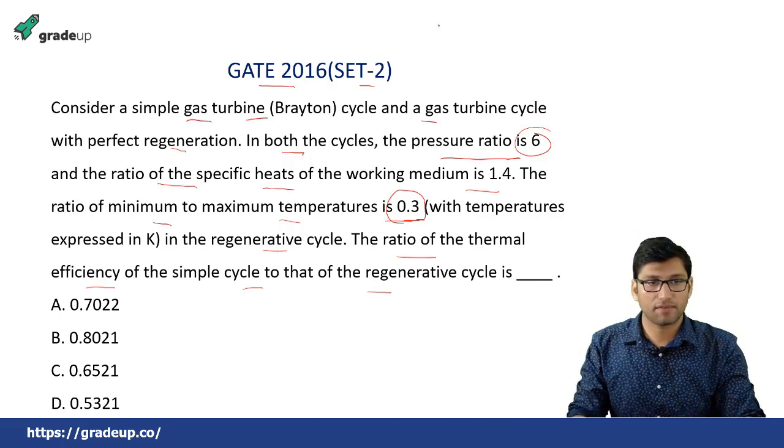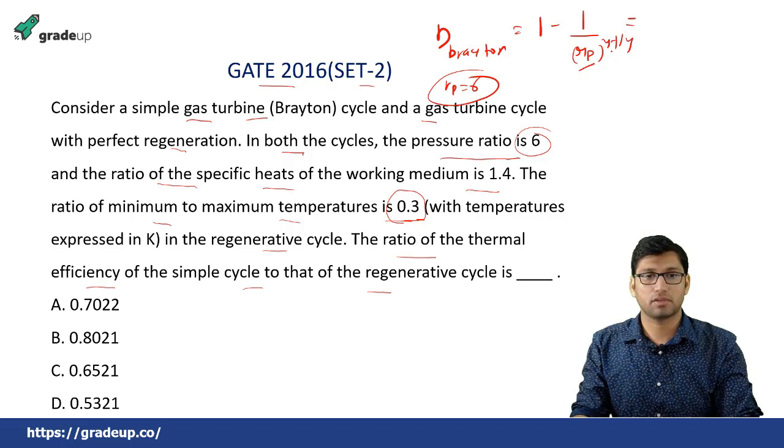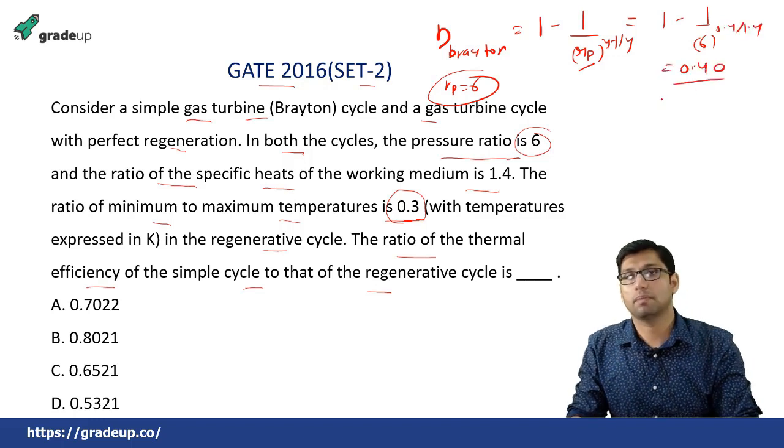So you know that the efficiency of a simple Brayton cycle, if you remember the formula, is equal to 1 minus Rp to the power gamma minus 1 over gamma. Since the pressure ratio is given as 6, you can put the value of the pressure ratio 6, and gamma is 1.4. After putting in these values, this comes out to be 0.4. So the efficiency will be 0.4 for a simple Brayton cycle.